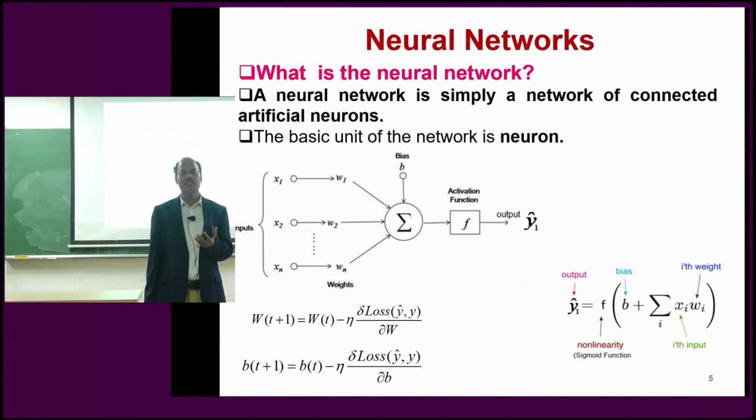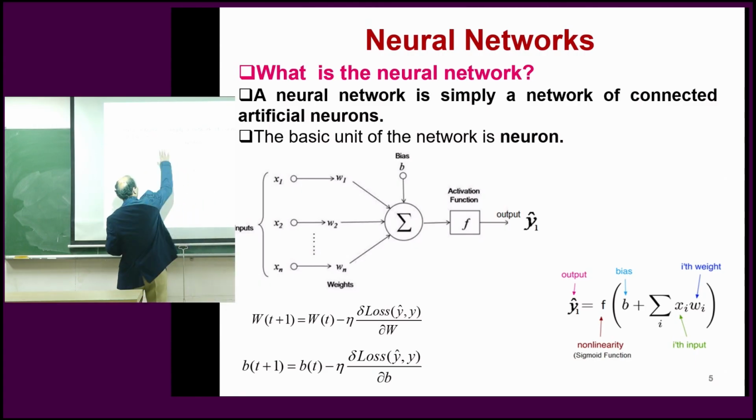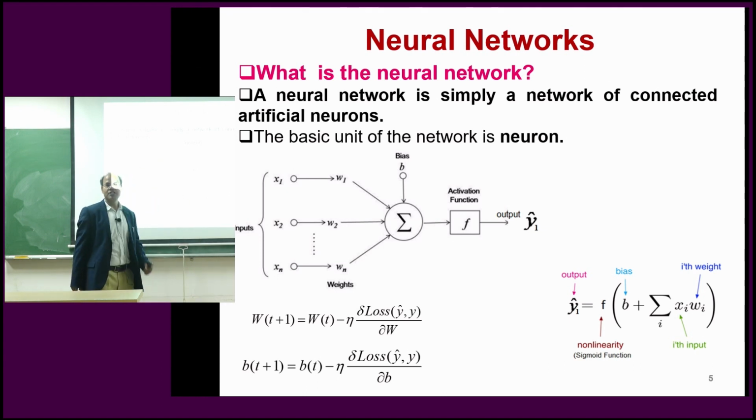The first work was the neuron model by McCulloch and Pitts. McCulloch and Pitts gave the concept called the neuron, and they built a simple neuron for arithmetic and logic operations. Except for this part, if you remove this bias, everything is what we call a neuron.